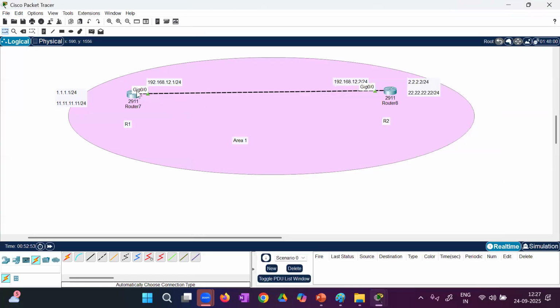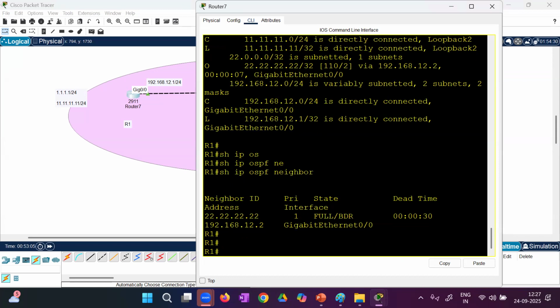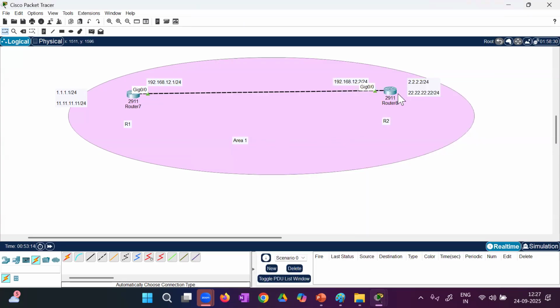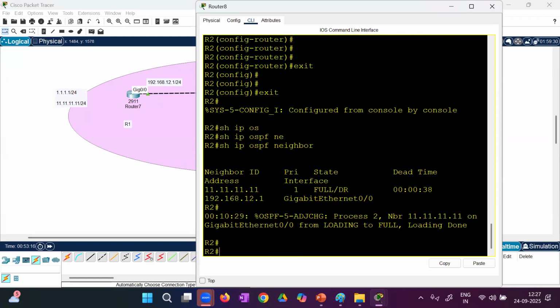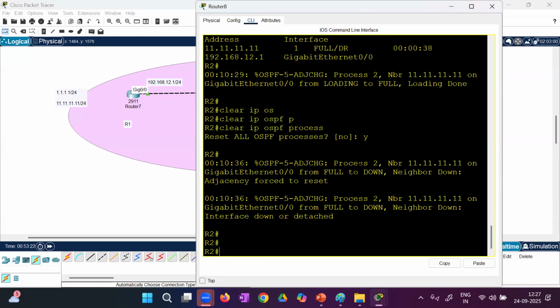Now we will check DR and BDR election. Among these two routers, who has the highest router ID? This one, no? So this one should be my DR. But what is it showing? It is showing that this is my BDR. Wrong information. Again, clear the IP OSPF process. Clear ip ospf process. Give yes. Do it here also. Clear ip ospf process. Give yes.